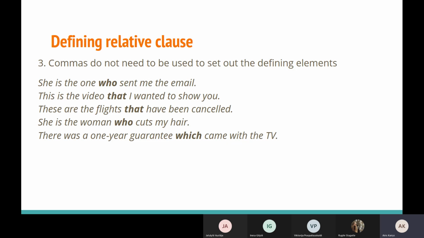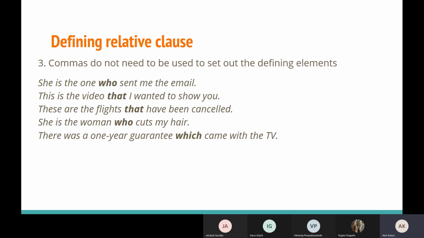So defining relative clause. As you know, in the English language, commas aren't that important compared to Lithuanian. So when we have these relative clauses, commas are not necessary. So here you can see the examples. She is the one who sent me the email. This is the video that I wanted to show you. These are the flights that have been cancelled. She is the woman who cuts my hair. There was a 1-year guarantee which came with the TV.